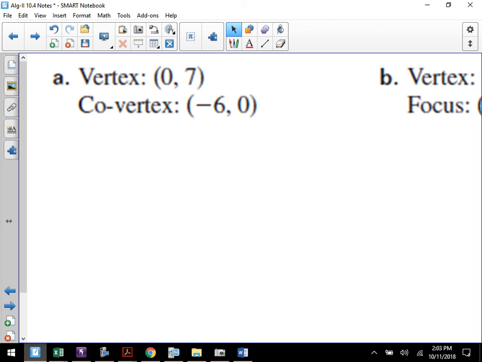Graph it. If I know my vertex is at 0, 7, what direction did I just go to get to my vertex? Up, which means which way is the stretch? Up and down. My vertex told me to move upward, which means it's up and down. I know that right away. My covertex is there. So going into the formulas then, I have the x squared over b squared now.